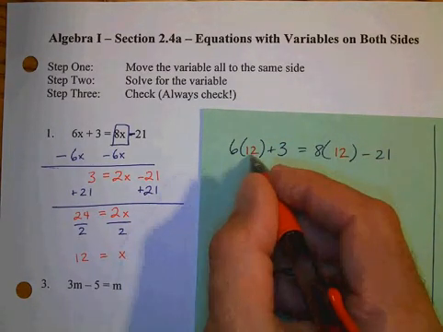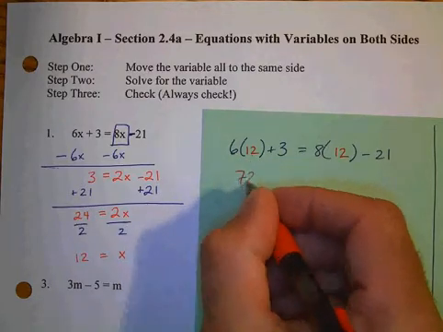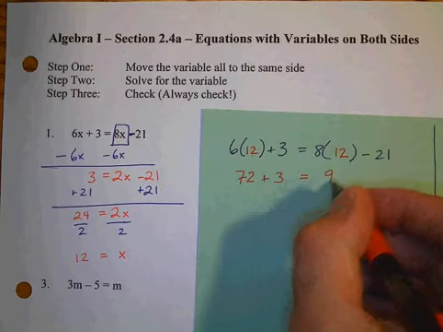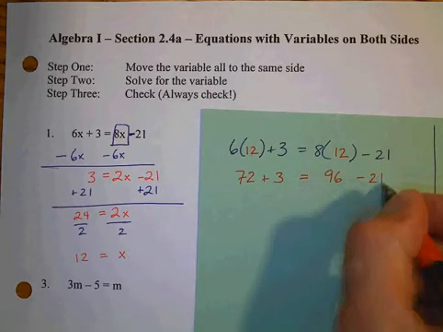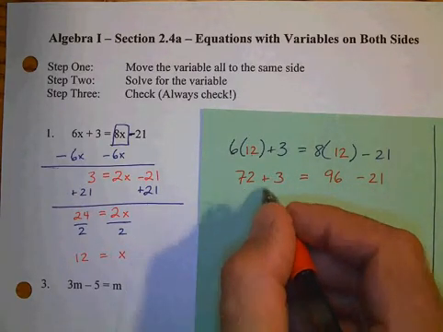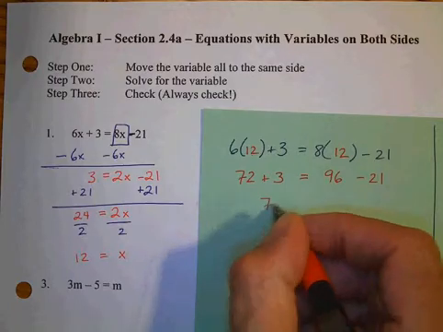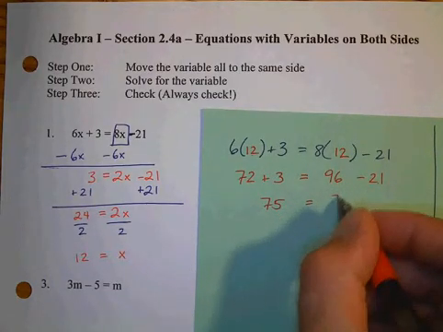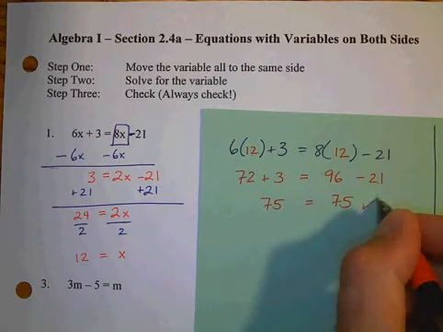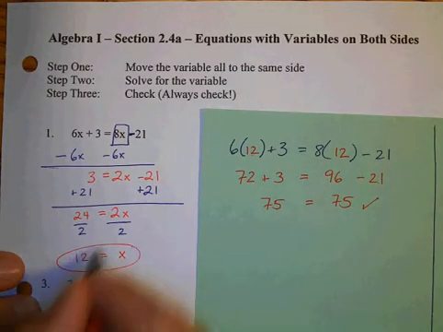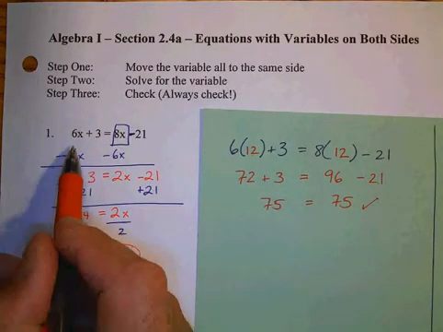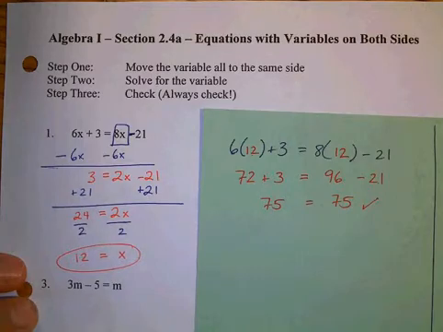12 times 6 is 72 plus 3. 12 times 8 is 96 minus 21. 72 plus 3 is 75, and 96 minus 21 is also 75. So the equation checks, and I know my value of x equals 12 is correct. Once again, we're going to move the small variable to the large variable on each of these problems.